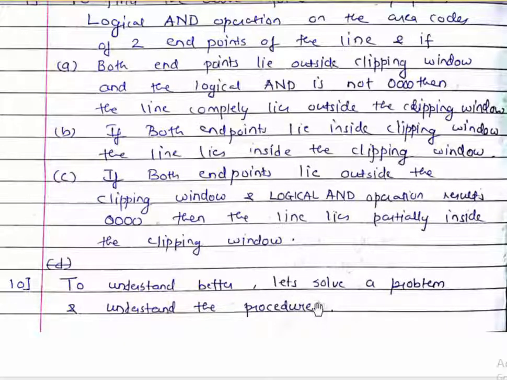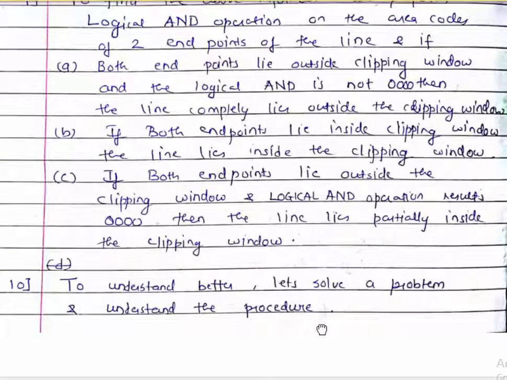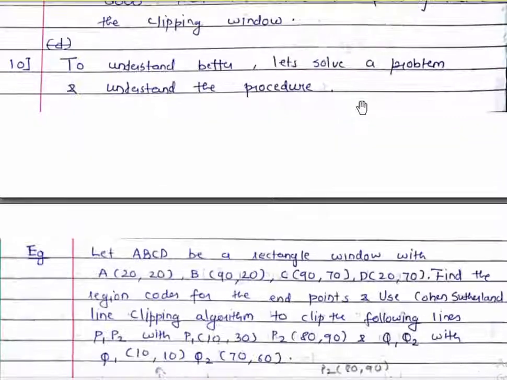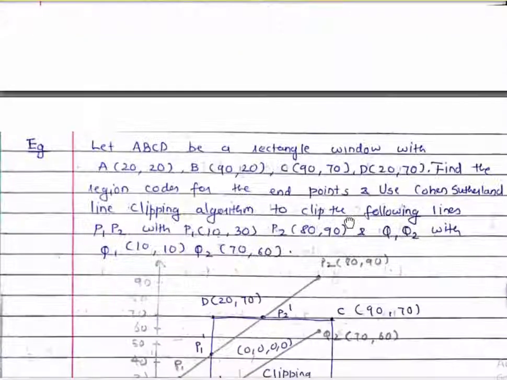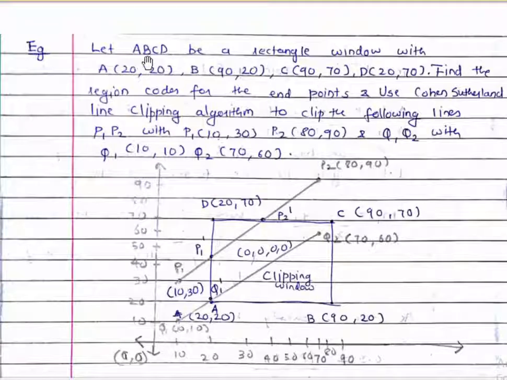Now to understand better, let's solve an example and we'll understand the procedure. So this is the example. Let A, B, C, D be a rectangular window. So this is our A, B, C, D rectangular window, which is a clipping window. The coordinates given are: A is 20 20, B is 90 20, C is 90 70, and D is 20 70. So we have assigned it accordingly over here.